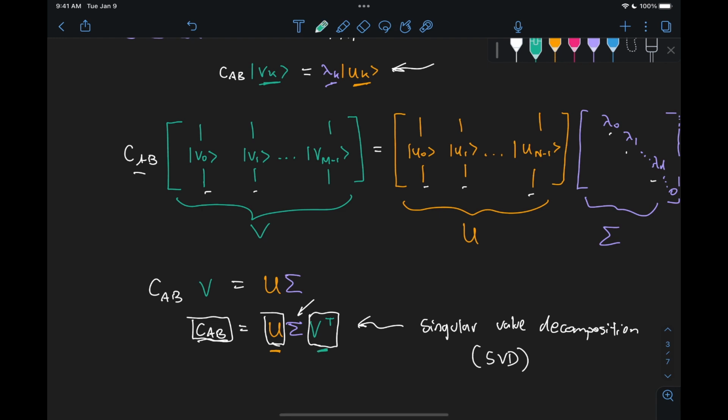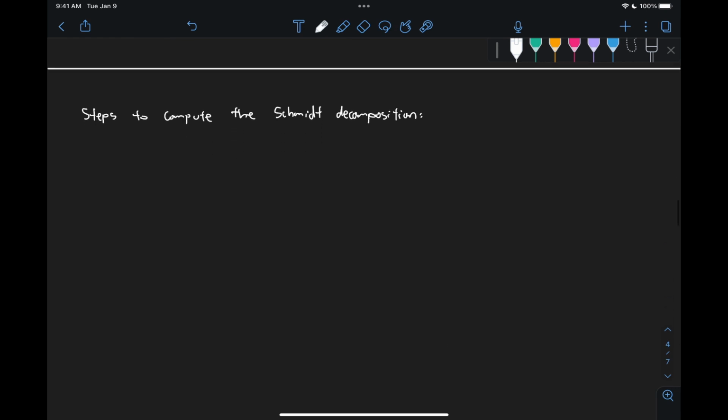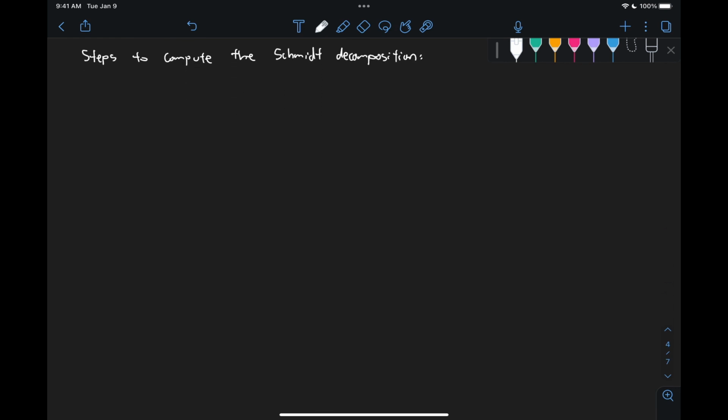Then our V matrix, well, here we will get V transpose, but we just need to transpose it so that the columns of V would be our V sub k's. And then the sigma will contain in its diagonal the lambda sub k's that link our U sub k's to our V sub k's.